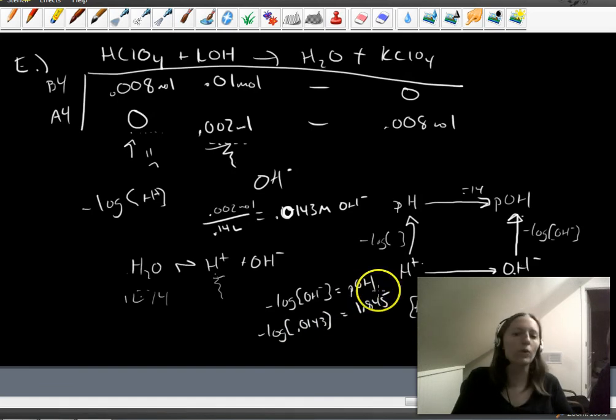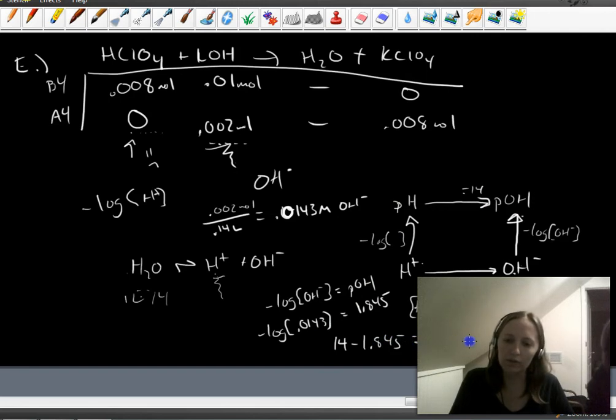1.845. That's your pOH. That's really very basic. To get to pH, that's 14 minus 1.845. And that gives you 12.155. So that's pretty basic. And even with just a small hydroxide concentration like 0.002, it's relatively a high pH there. And that's because what you're dealing with is a strong base.